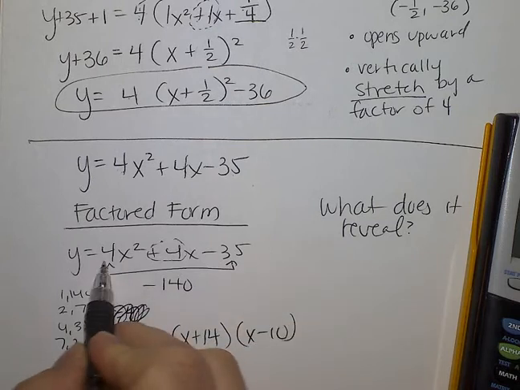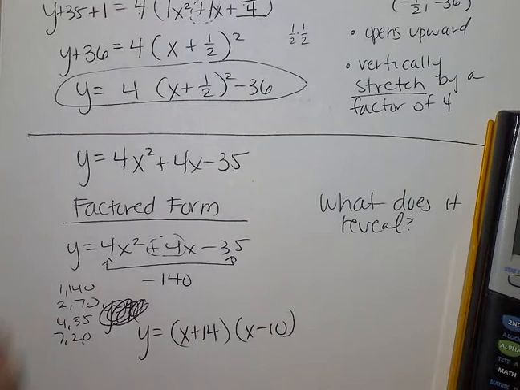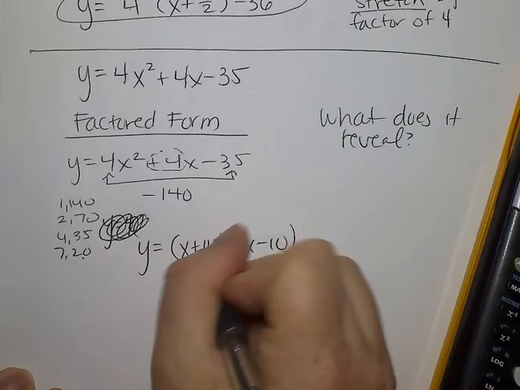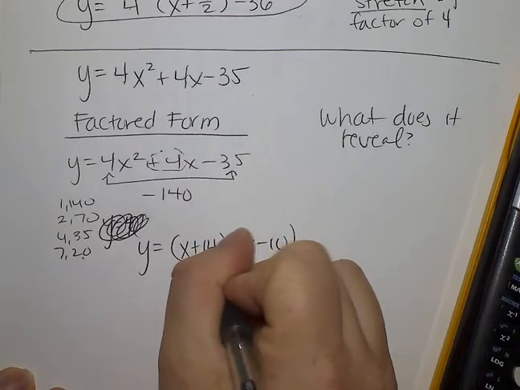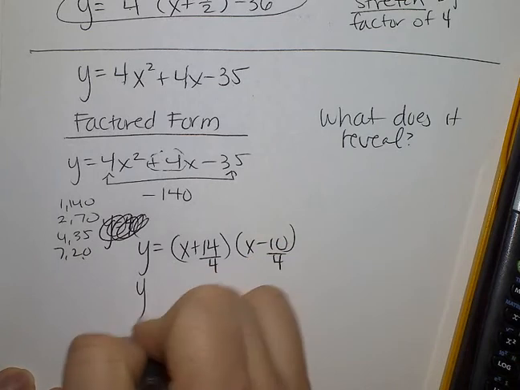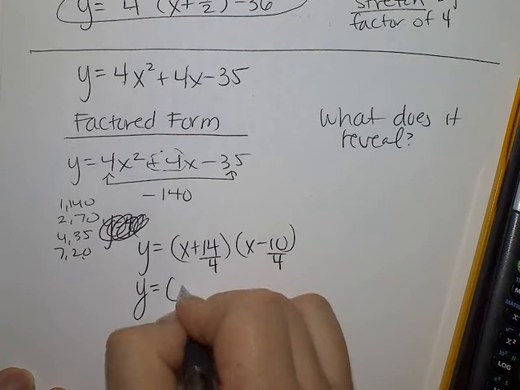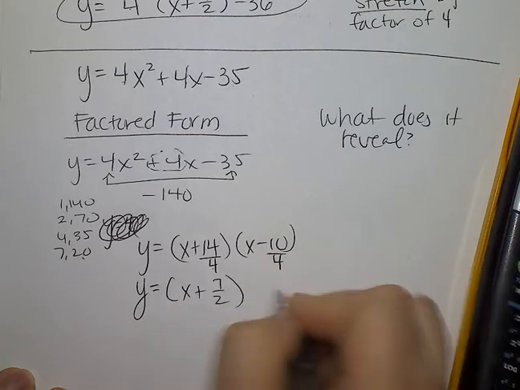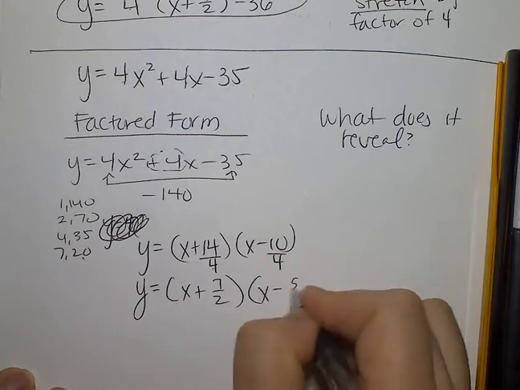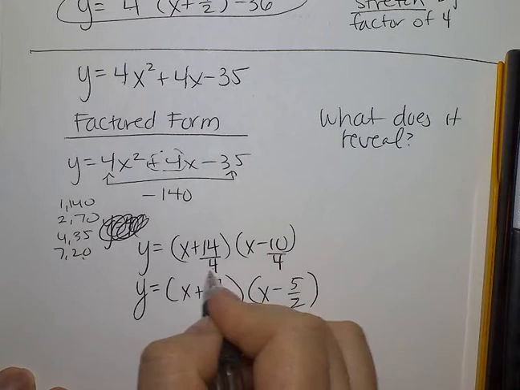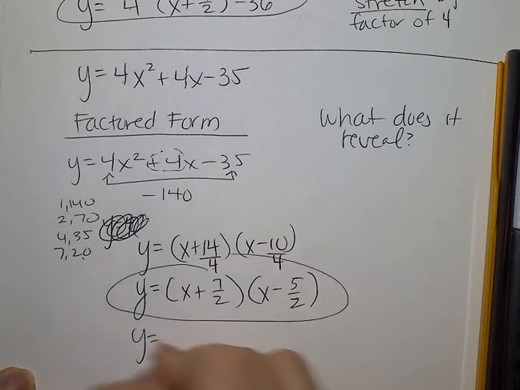Because the leading coefficient is different than 1, we need to do the bottoms up method. And now I'm going to reduce. So 14 over 4 reduces to 7 over 2. And this reduces to 5 over 2. I am just fine with you stopping here. You can also write it in this form.